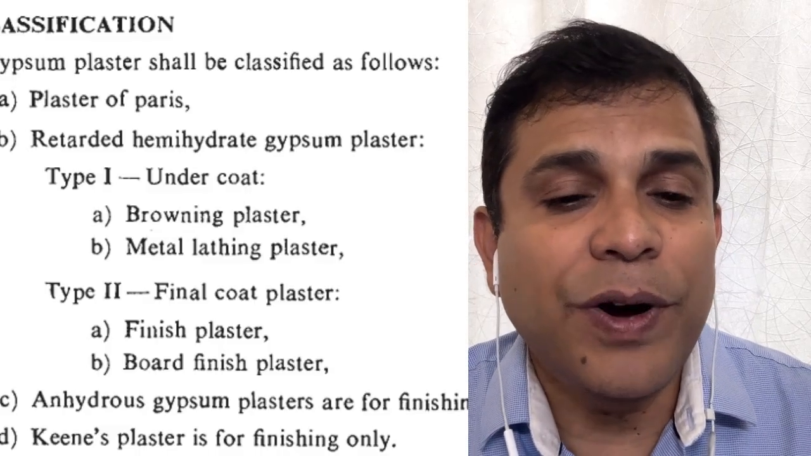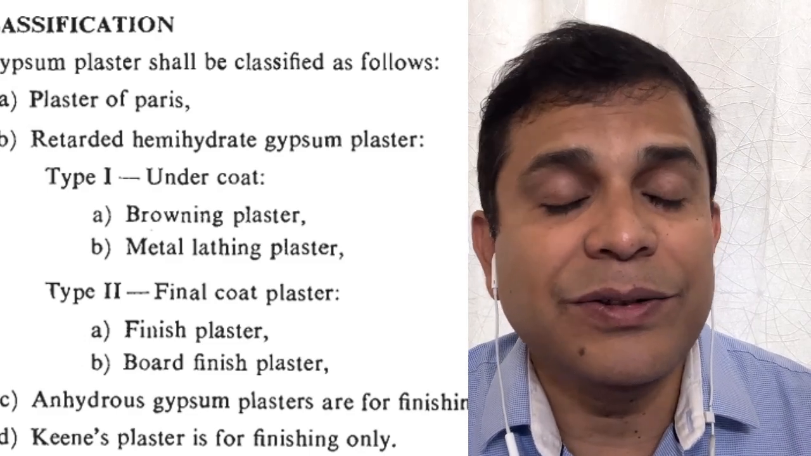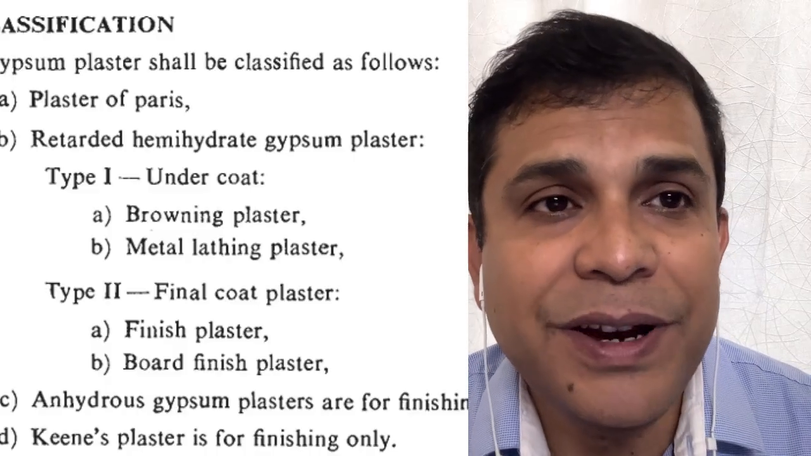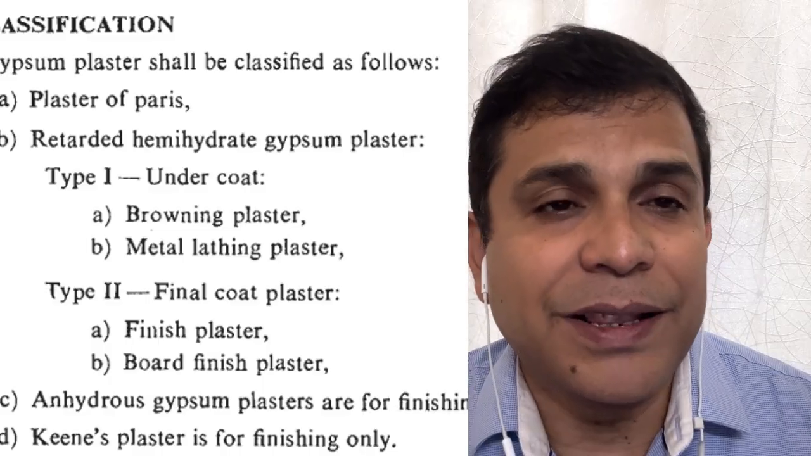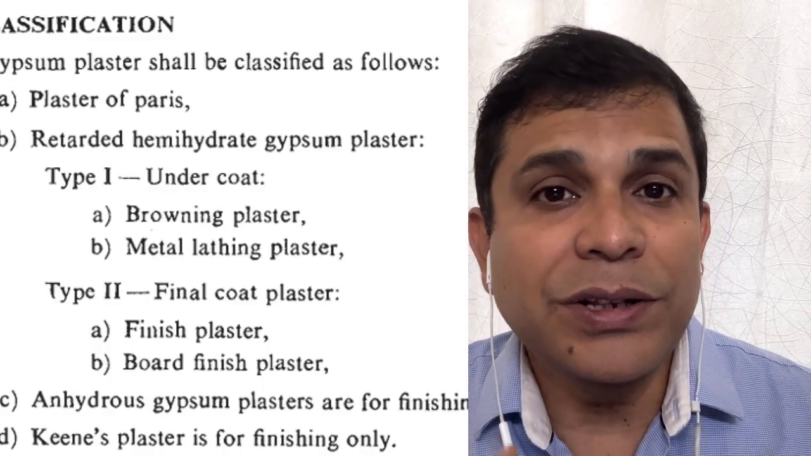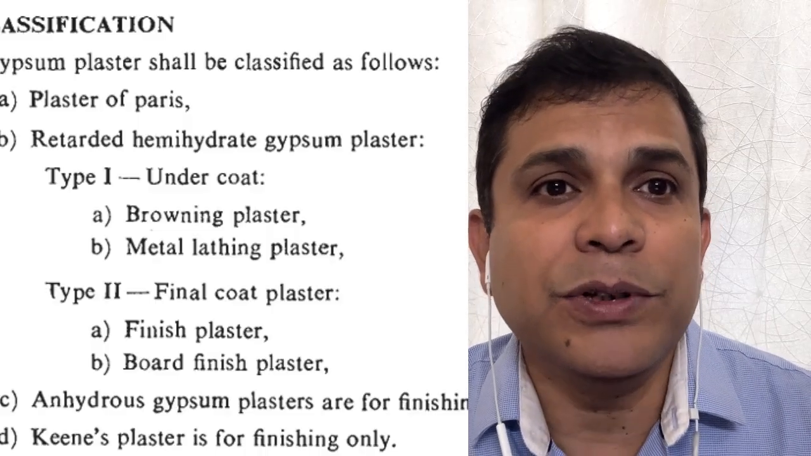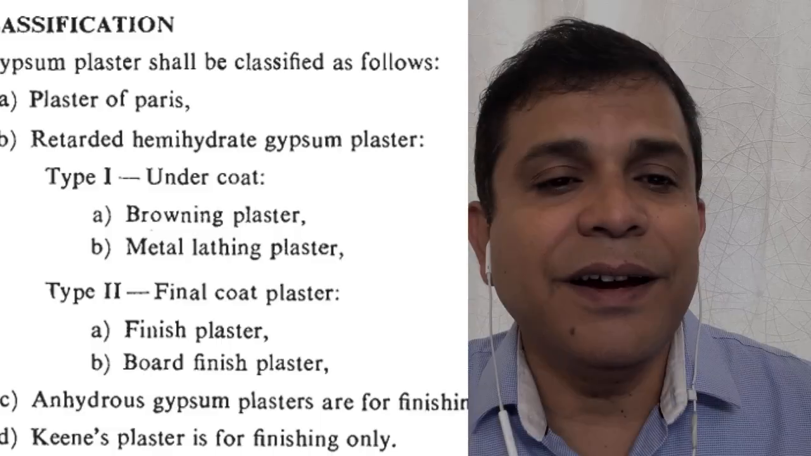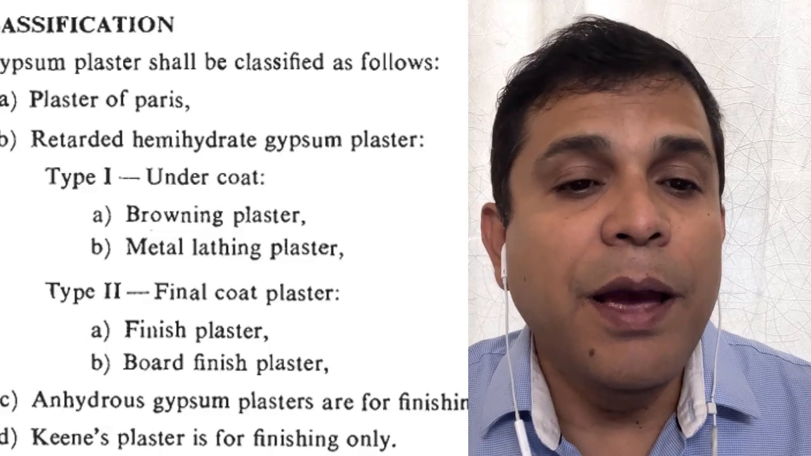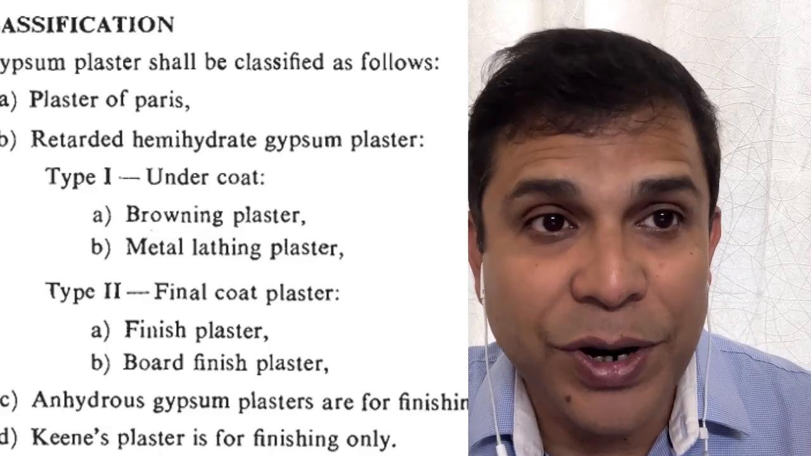So this is IS 2547, and in clause number 3, gypsum plaster is divided into 4 categories. What are the categories? First is plaster of Paris, which is used for rendering over the plaster surface, before painting. As we all know, the retarded hemihydrate gypsum plaster is the one we are discussing today here.